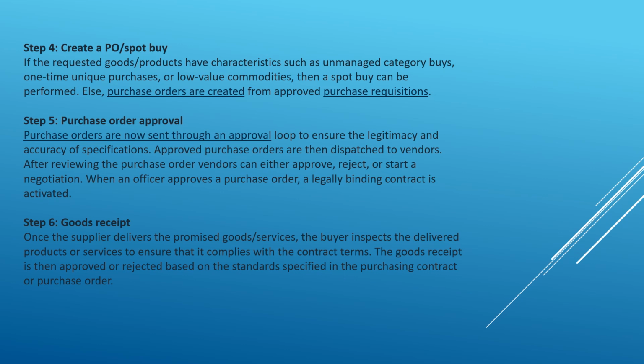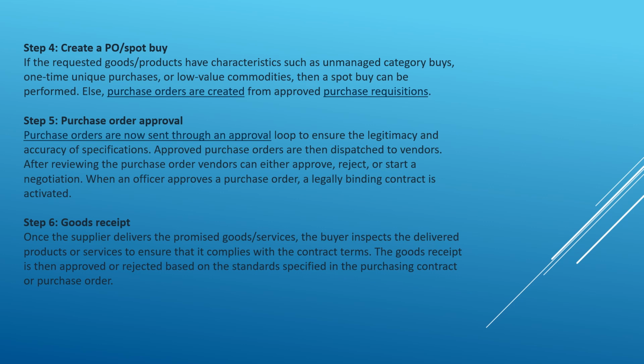Use spot buy if the requested goods or services have characteristics such as unmanaged category buys, one-time unique purchases, or low-value commodities. Then a spot buy can be performed; otherwise, purchase orders are created from approved purchase requisitions.